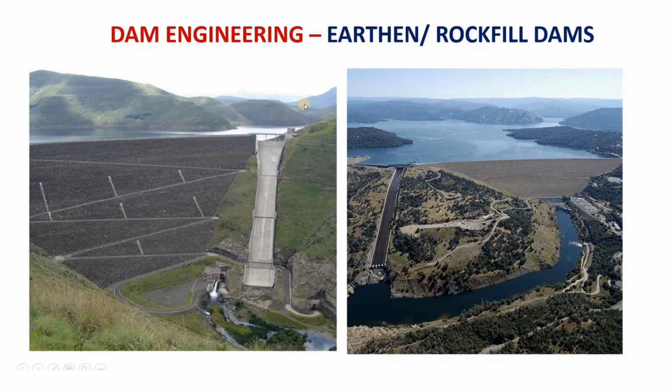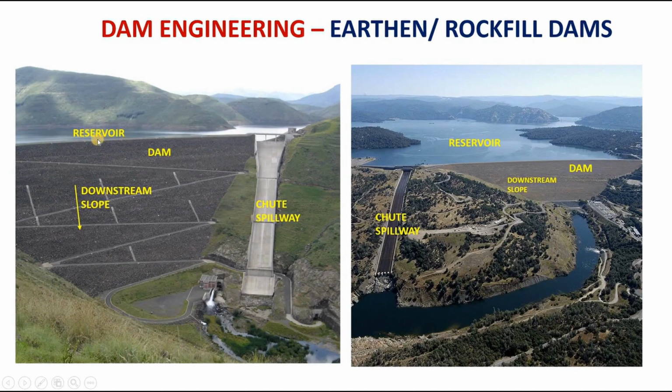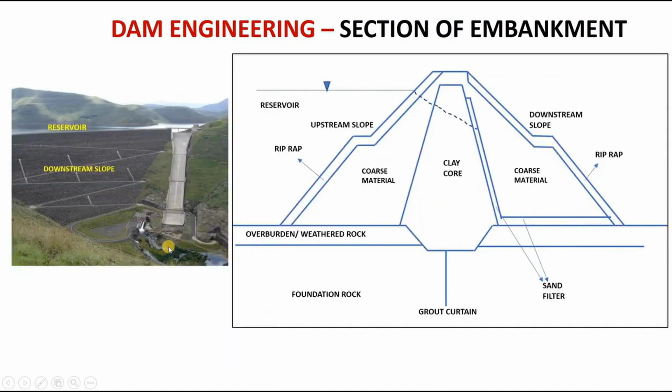Now we see terms and components of an earthen or rock-fill dam. Once the dam is constructed, reservoir is formed. We are seeing the downstream slope. We are also seeing the spillway, that is a chute spillway. Left side is steep hills, so the spillway is located or is part of the dam abutment. Right side dam is different, that is the dam is separate and the spillway is constructed on the right side hills based on the site conditions.